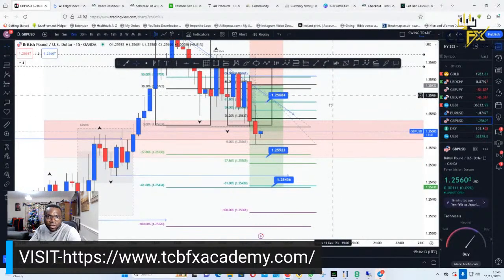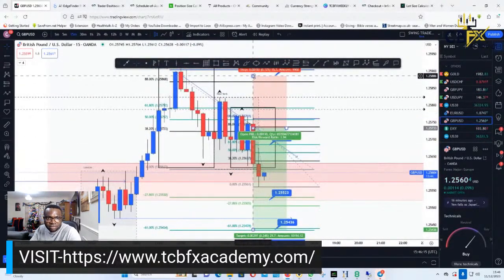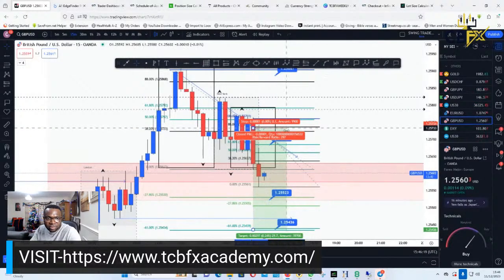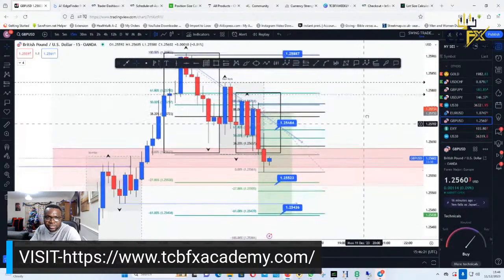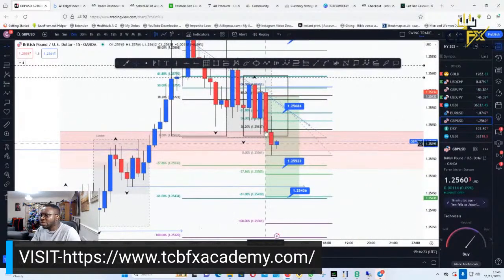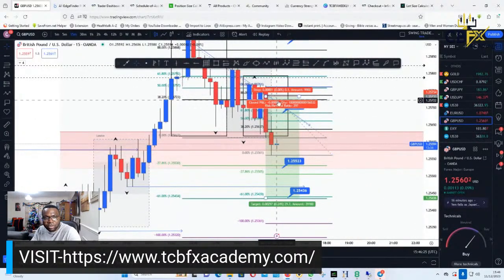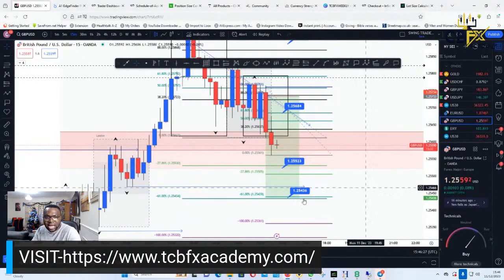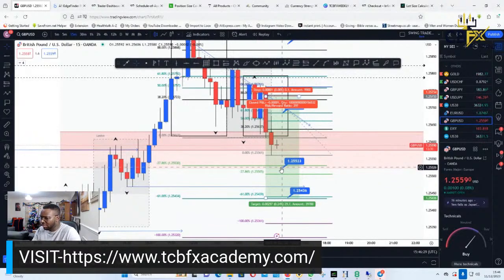Remember, you've already broken even. There's no more stop loss. You have broken even. This is a free risk trade right now. So if price doesn't come up here where you broke even, you are fine. And it will hit TP1.